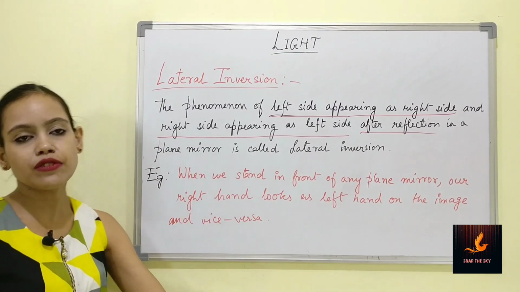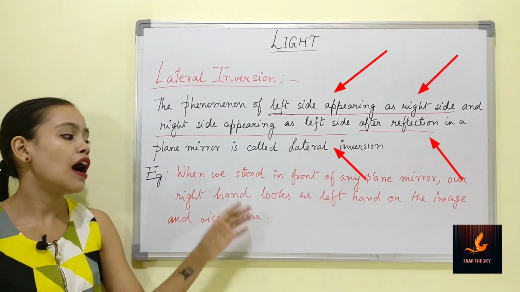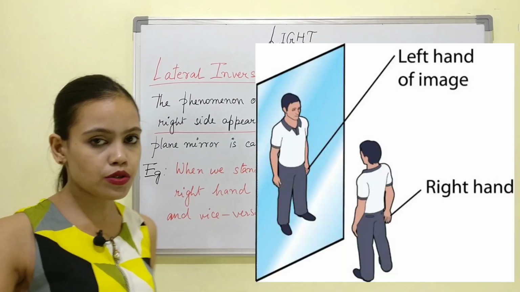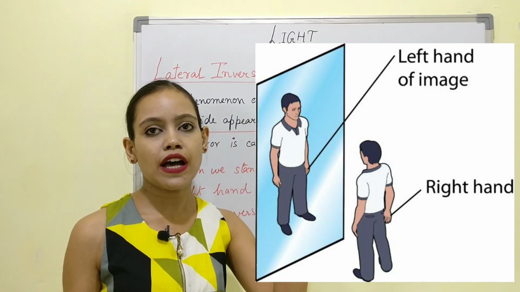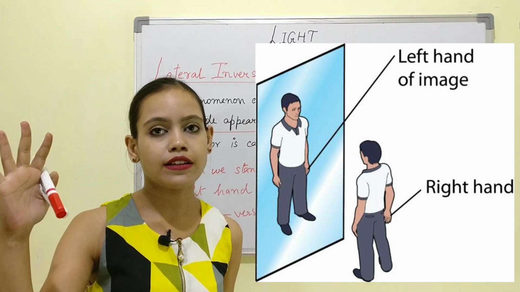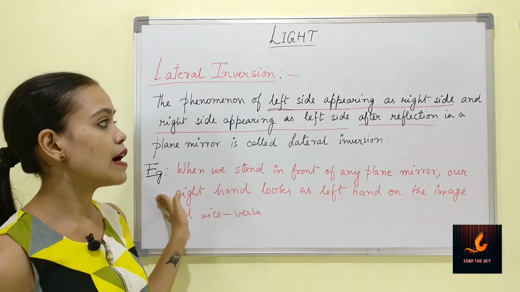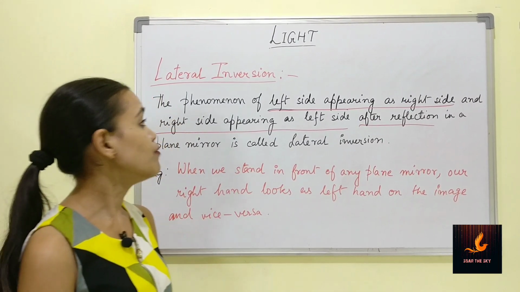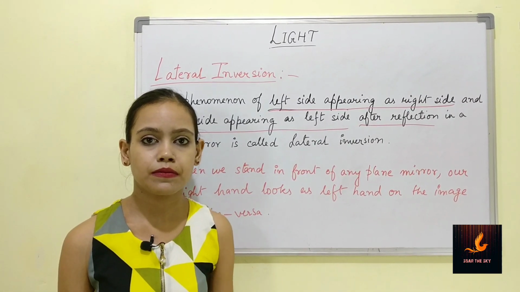Example: when we stand in front of any plane mirror, our right hand appears to be the left hand and the left hand appears to be the right hand. So this is the example and this is the definition of lateral inversion.